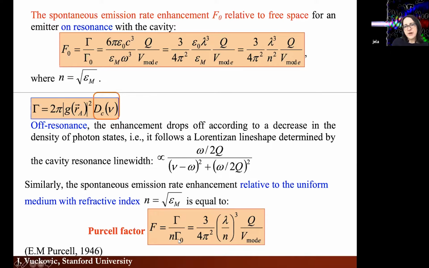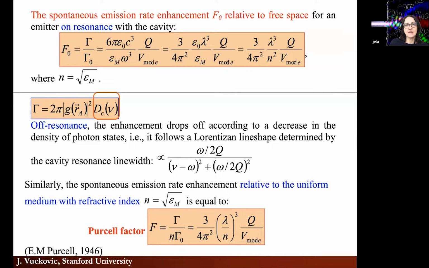This Purcell factor was first derived classically, not from Fermi's golden rule, not from any quantum mechanical derivation, by Ed Purcell in 1946. He was actually looking into antenna radiation inside different types of resonators and derived exactly the same expression. In the Course Reader, you have a reference to that. It's not even a full paper; it's a conference abstract, kind of half of a column in a journal. And he derived it all completely classically.